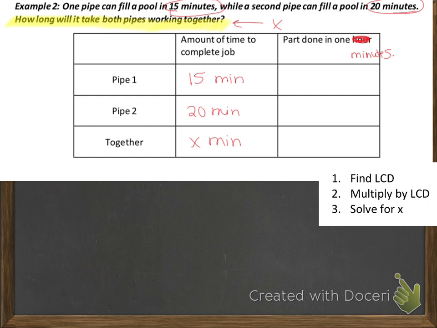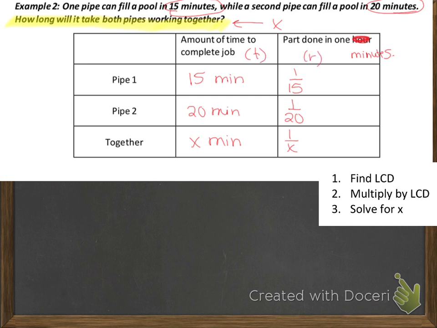So if it takes 15 minutes for the pipe to fill the pool, then if we assume a constant water flow rate, mass flow rate, then 1/15 of the pool would be filled up in a single minute. Likewise, 1/20 of the pool would be filled up by pipe 2 in 1 minute, and working together it would be 1 over x. Okay, so remember this is our time and this is our rate.